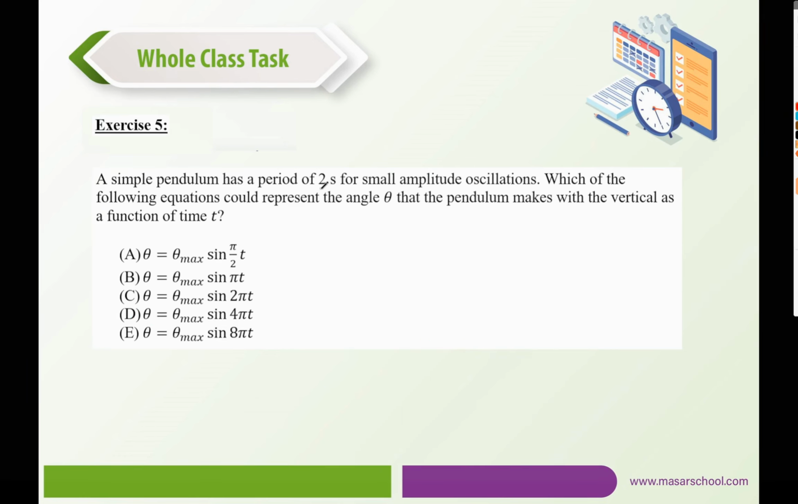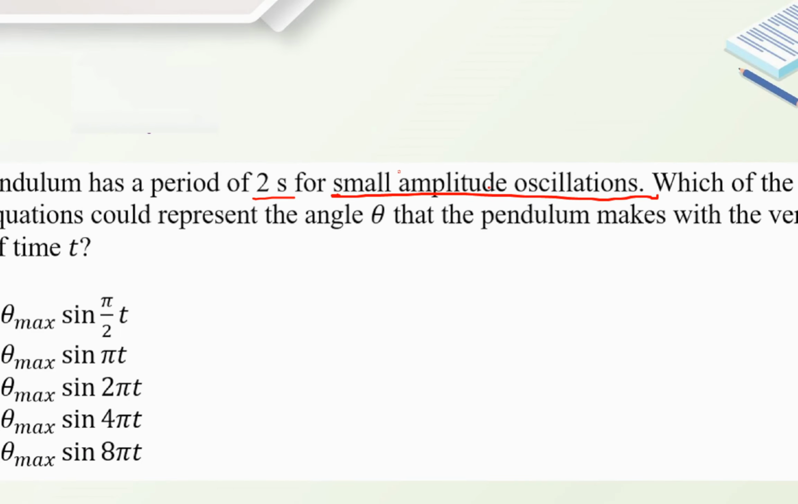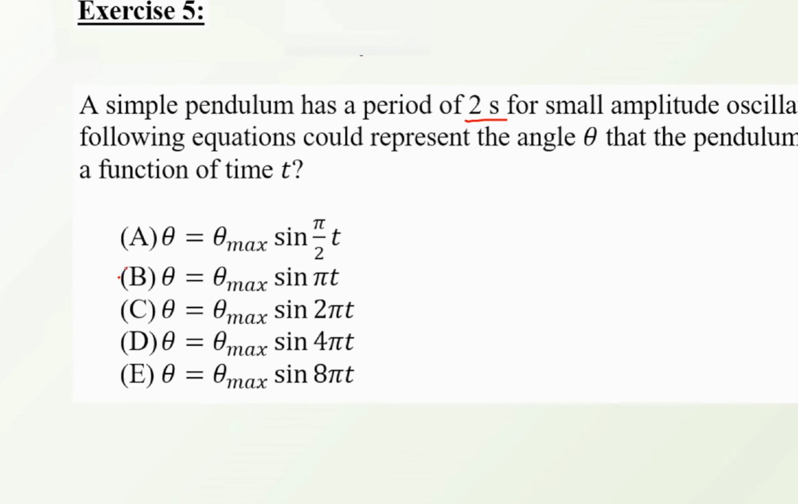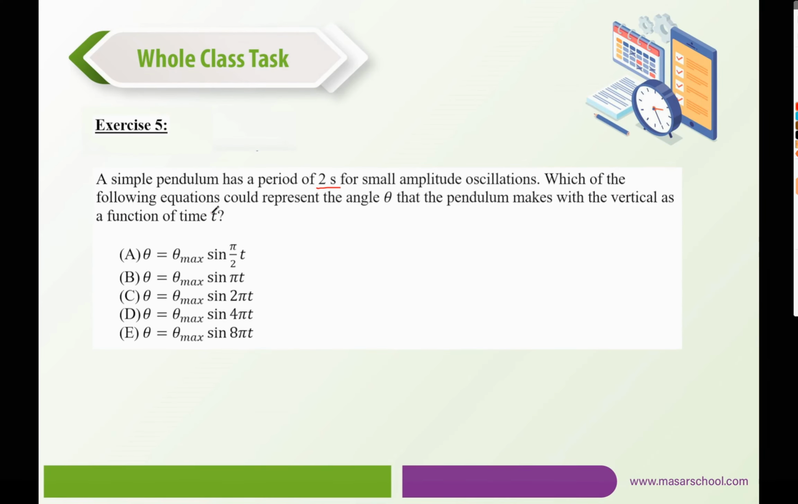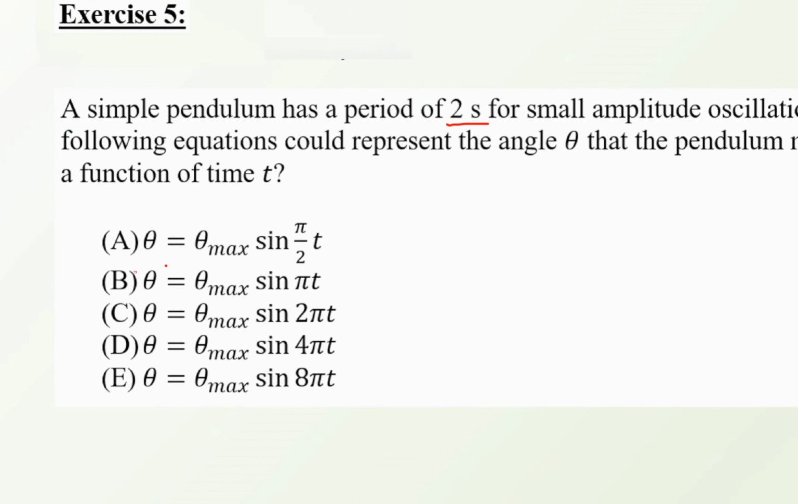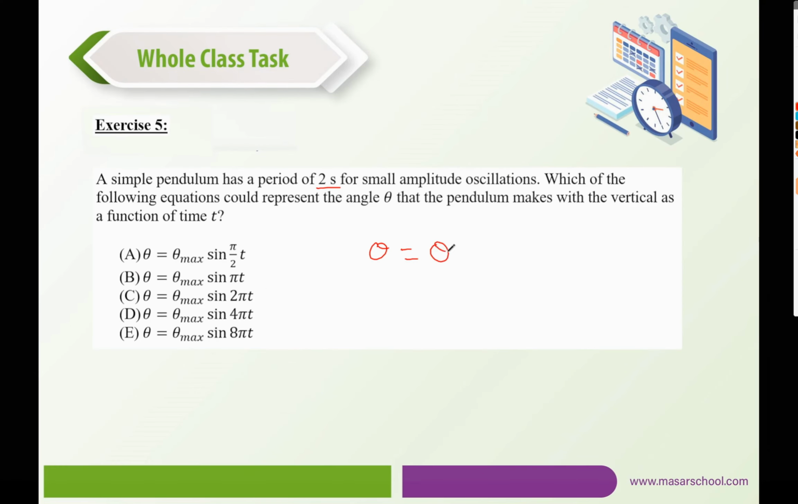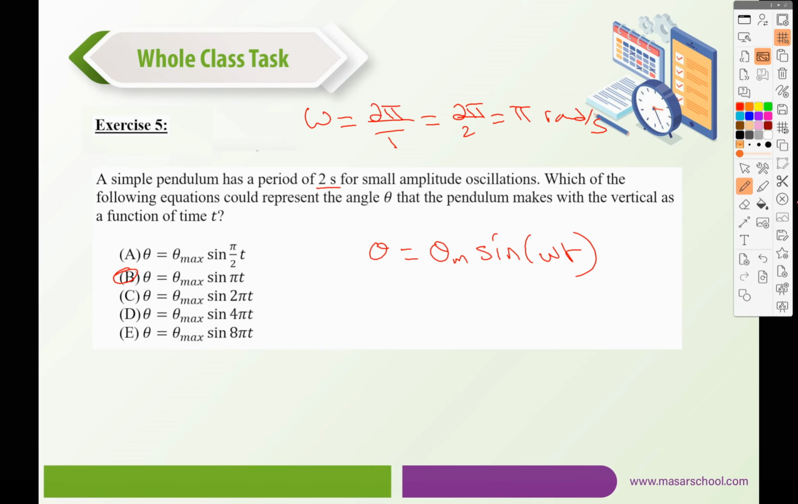A simple pendulum has a period of 2 seconds for small amplitude oscillations. Why small amplitude oscillations? In order for the differential equation to be simple harmonic motion, in order to make use of these solutions. Which of the following equations could represent the angle theta that the pendulum makes with the vertical as a function of time t? Notice that all of them have an initial phase phi of 0, and the function would be given by theta m sine omega t. Now omega is given by 2 pi over the period, which is 2, so 2 pi divided by 2, that would be pi radians per second, and the correct answer in this case would be B.